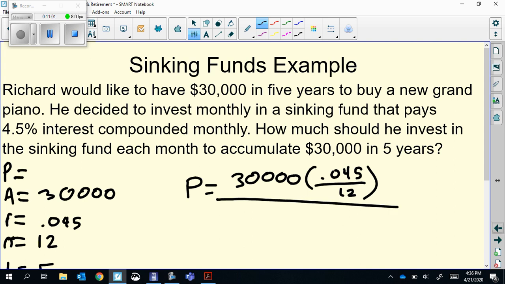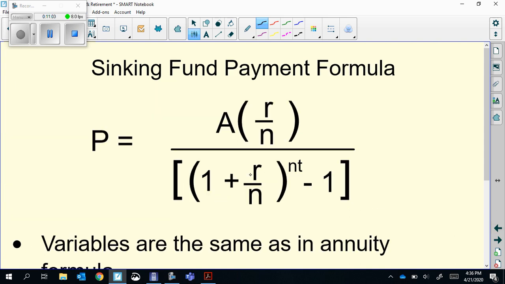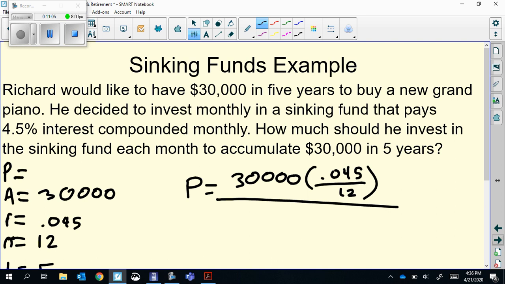Over 1 plus R over N to the NT. NT, 5 times 12 is 60. Minus 1.